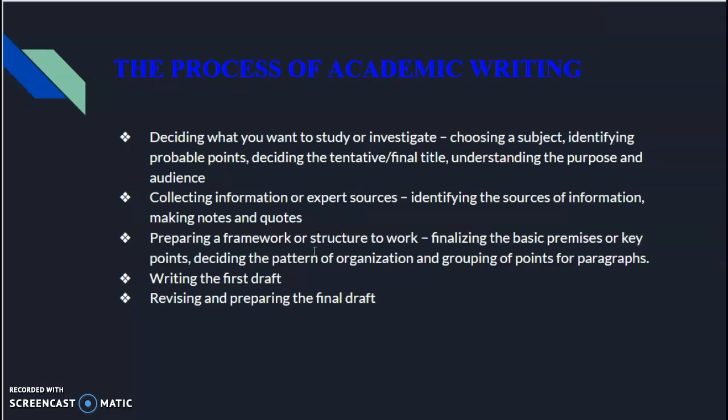Now, the first draft is just that, a first draft. There has to be plenty of editing and revising before it is anywhere near ready for submission. And that is the final step, revising and preparing the final draft.